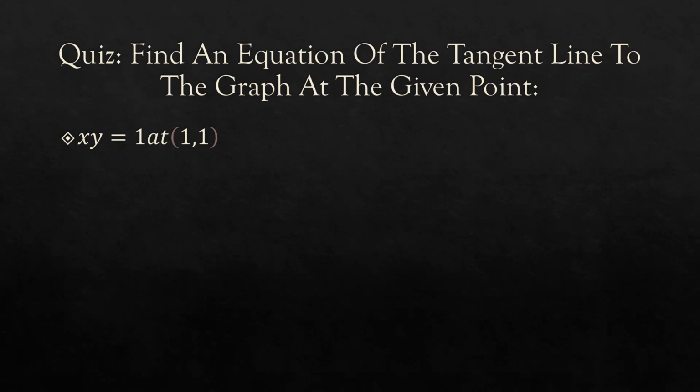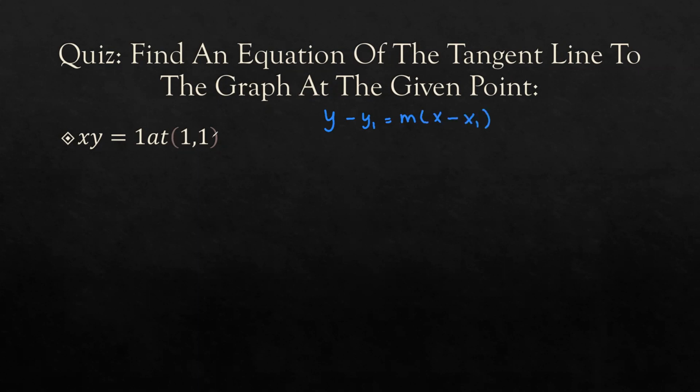So this is a quiz and it says find the equation of the tangent line to the graph of the given point. So implicit differentiation is involved. So they give us xy equals 1, and then they give you a point at (1, 1). And what do we need? It says find the equation of the tangent line. So that's a big clue. You're going to use point slope form. So if you forgot, point slope form is y minus y1 equals m times x minus x1.